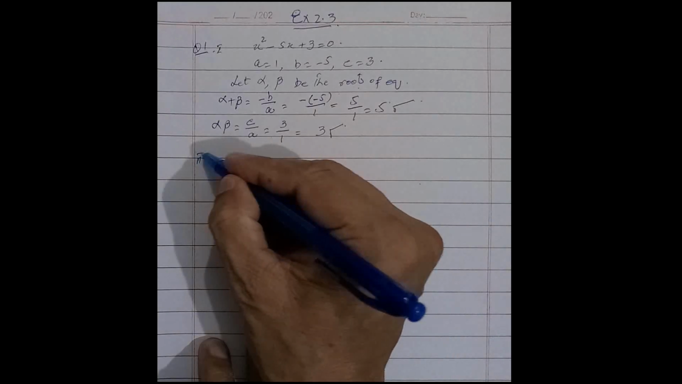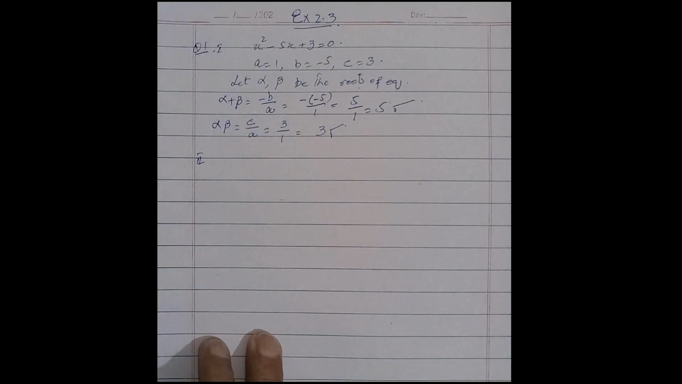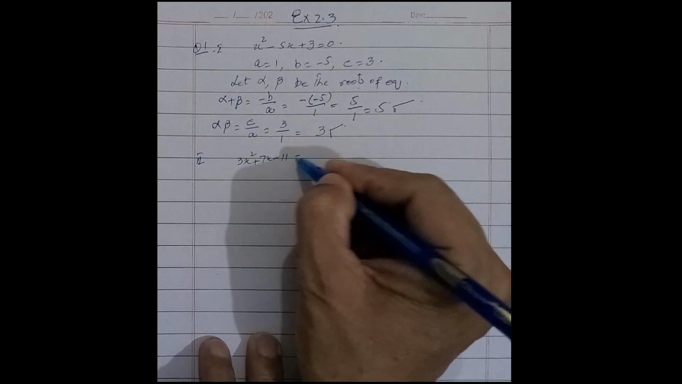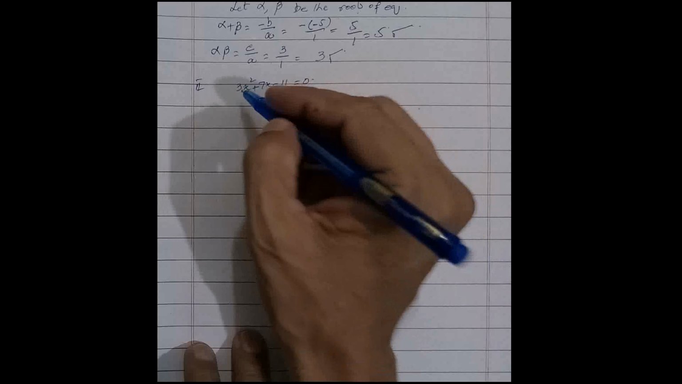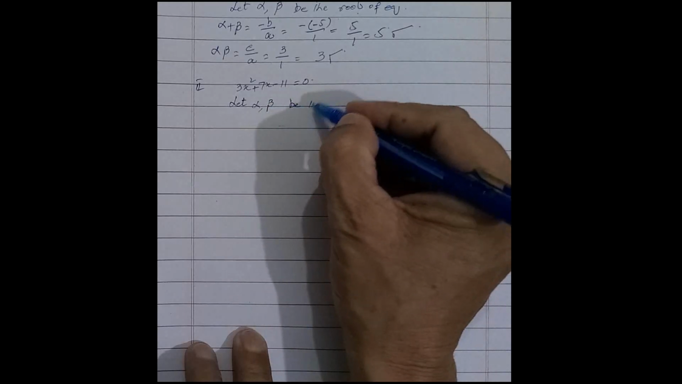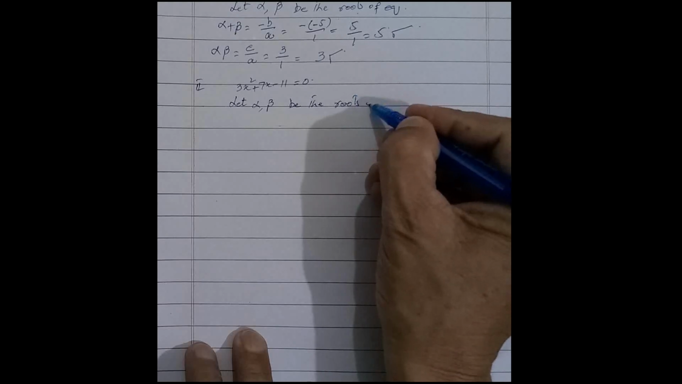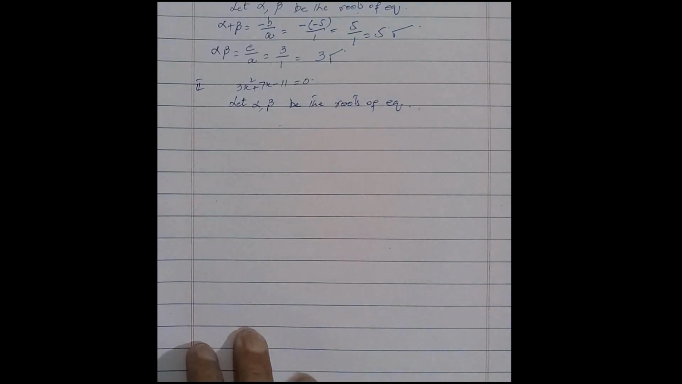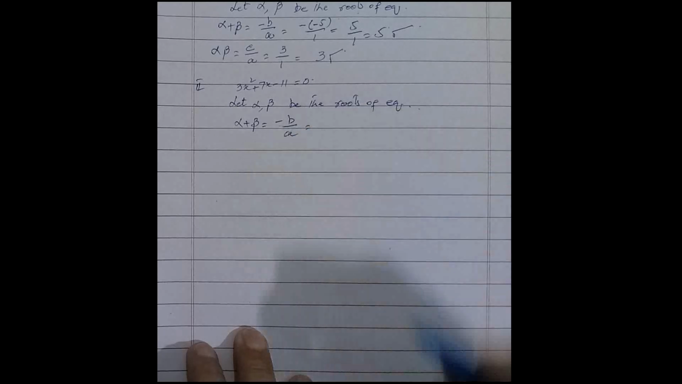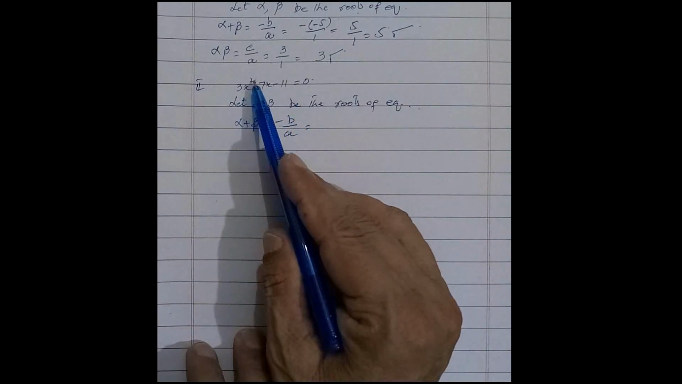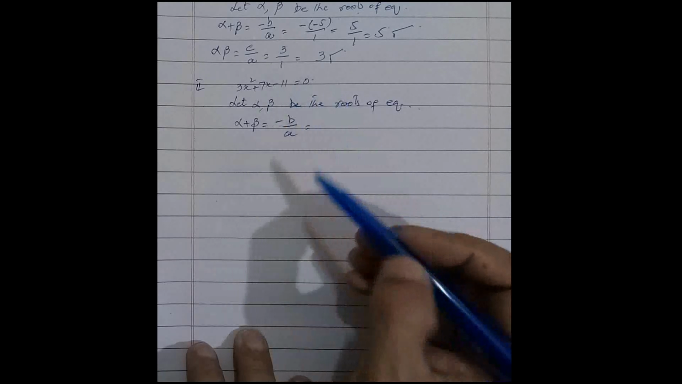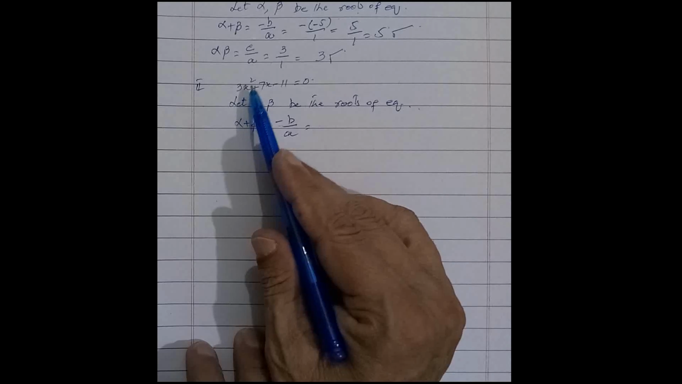Now we start part 2, in which the equation is 3x square plus 7x minus 11 is equal to 0. In this question, we again let alpha and beta be the roots of the equation, and the sum, alpha plus beta, is equal to minus b over a. In this question, the coefficient of x square is 3, the coefficient of x is 7, and the constant is minus 11.